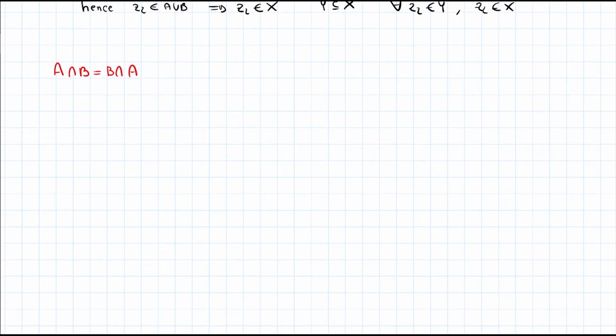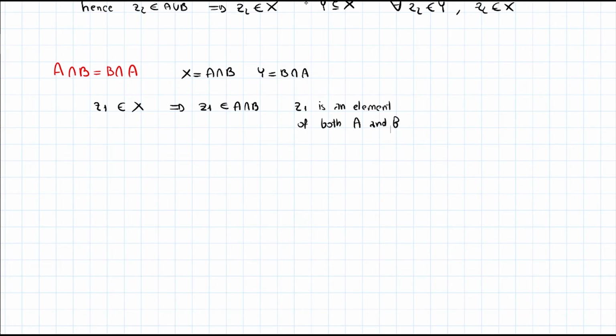The reasoning is quite similar to the one of the union. In fact, we have also Z1 and Z2. We call X equal to A intersection B and Y equal to B intersection A, so that if a general element Z1 belongs to X, it means that Z1 belongs also to the intersection of A and B, which translates to Z1 is an element of both A and B, which is the same condition for B intersection A, meaning that Z1 belongs to B intersection A, and hence Z1 belongs to Y.